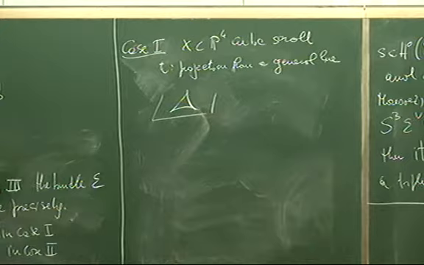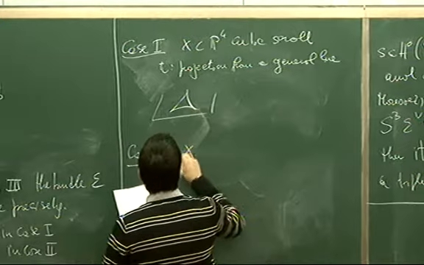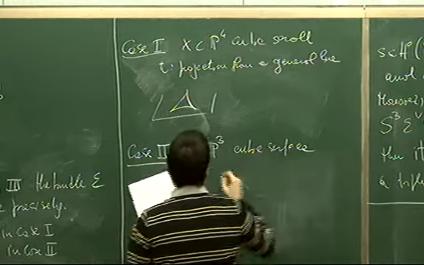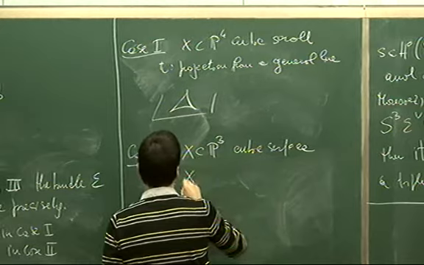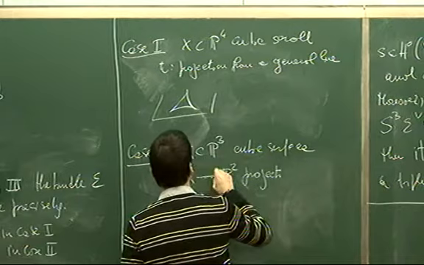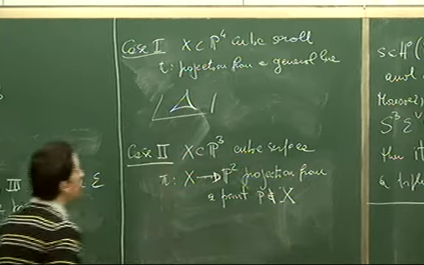Case two, this is easy as well. This is just the cubic surface, and pi is the blow up in a point of the cubic surface, and this is the map. It is projection from an exterior point P, not on X. In this case, K squared equals 3. That's all.